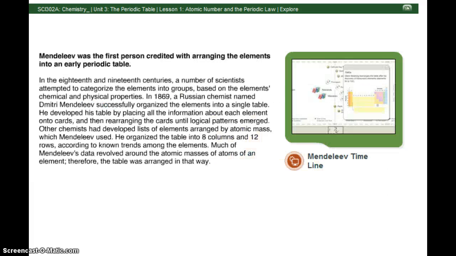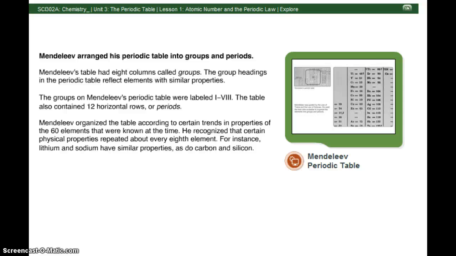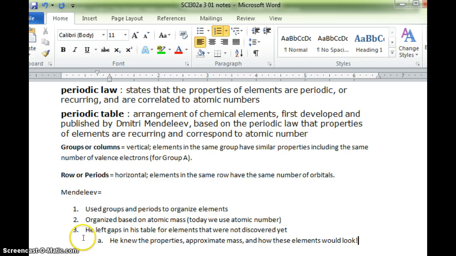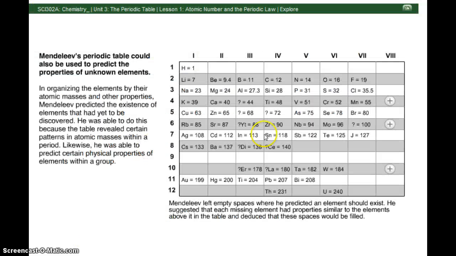So that's crazy impressive. And that's what makes his periodic table so amazing. He left spaces or gaps in his table for the elements that were not yet discovered. He knew the properties, approximate mass, and how those elements would look. So it's really impressive. He could say, well, something's going to go here, something's going to go there. Like this: he said, well, we're going to find an element that has a mass of about 44, and it's going to react kind of like aluminum. It's going to have 4 orbitals, which they didn't know about then, but it does. So it's pretty amazing that he could do that.